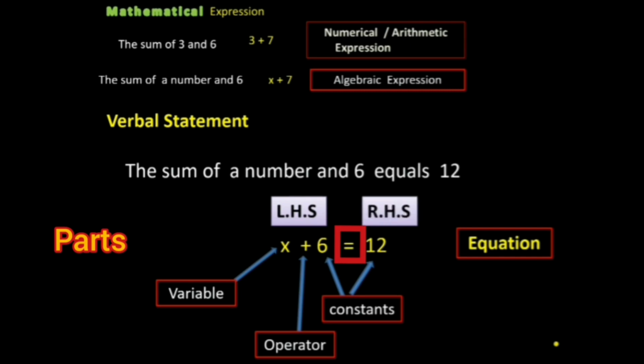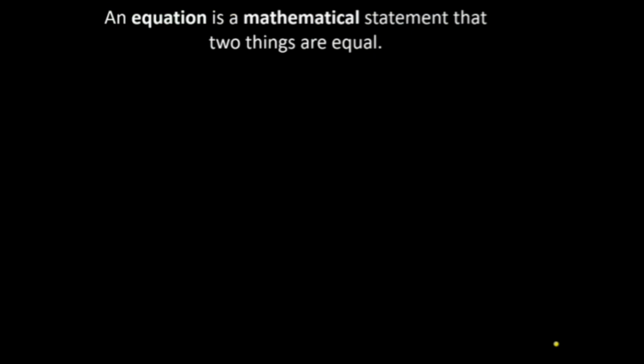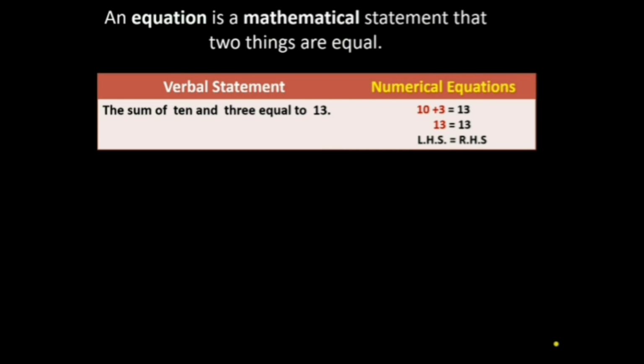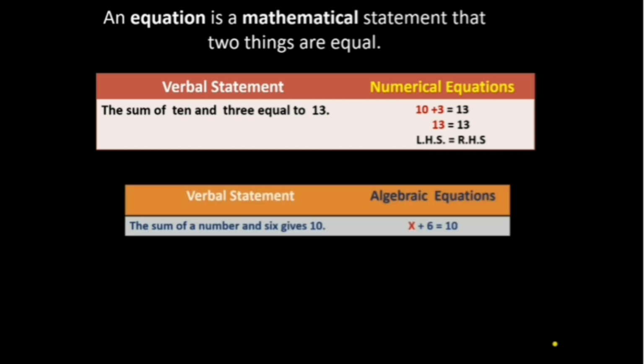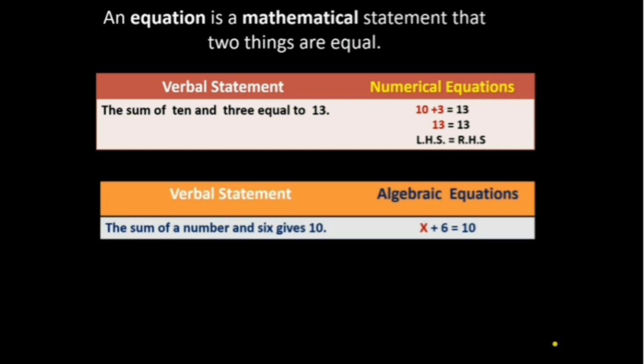An equation is a mathematical statement that two things are equal. Let us understand this by an on-screen example. Observe here, the left hand side and right hand side numbers are equal to each other. Since this equation contains only numbers, it is a numerical equation. Observe this example. Here you can see a variable in the equation.